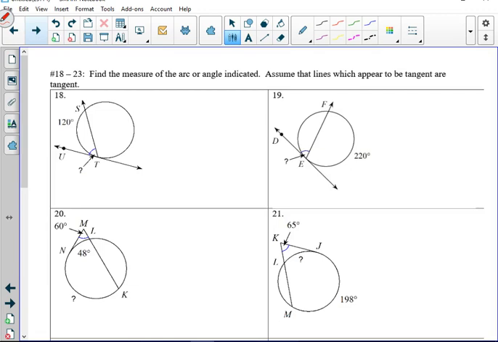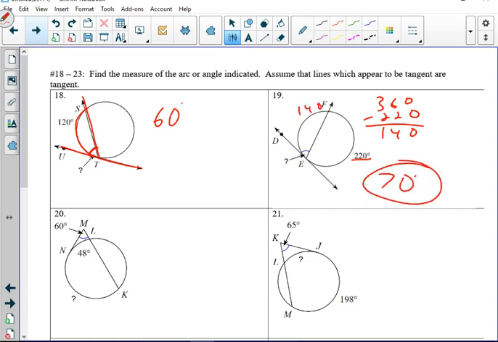Whenever you have a situation where you have a tangent meeting a chord or secant like this, this angle is going to be half of that arc measurement. So if that measurement is 120, then our angle is 60 degrees. This one's very similar, except this is 220 over here. We need to do 360 minus 220 to get 140, and then half of that is 70 degrees.